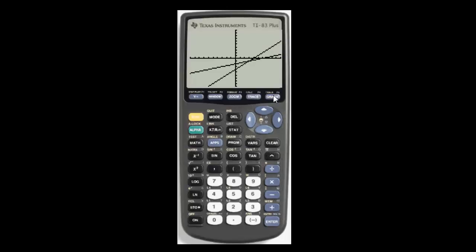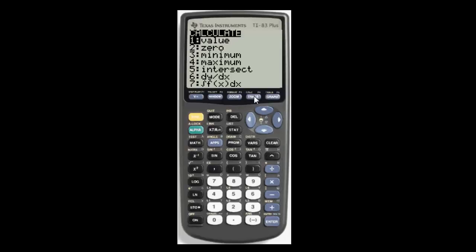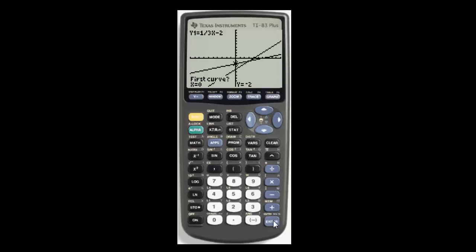Okay, this is obviously an independent system and a consistent system with one solution. Let's use the calculator to find out what that one solution is. Going to push the second key and then the trace key. That will give me my calculate menu. Now I'm going to arrow down to 5, or I could just push the number 5 because 5 is intersect. But I chose to arrow down to 5, so I'm going to hit enter.